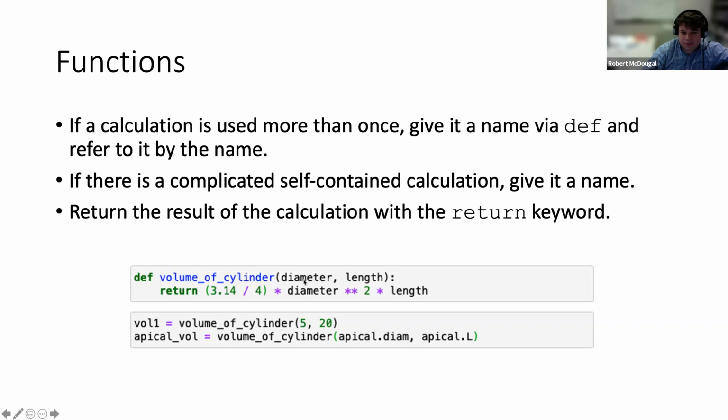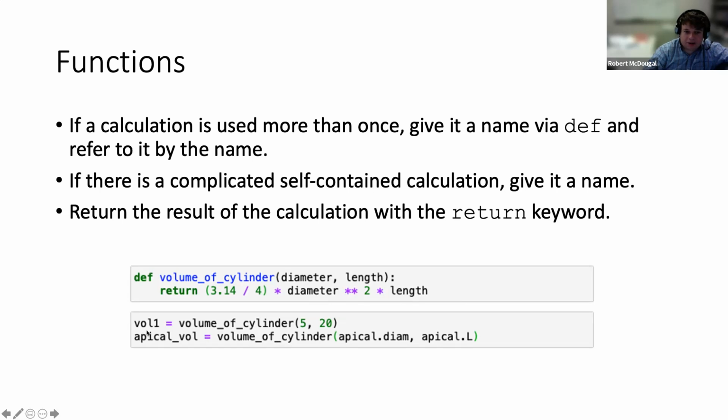It'll take some parameters, a diameter and a length, and then it'll do a calculation. And when I've done however much calculation I want, you'll see that this is indented because this all is part of that definition. Once I've done whatever calculation I want, I'll end by returning my result. So the volume of a cylinder of a given diameter and length is pi over 4, the diameter squared times the length.